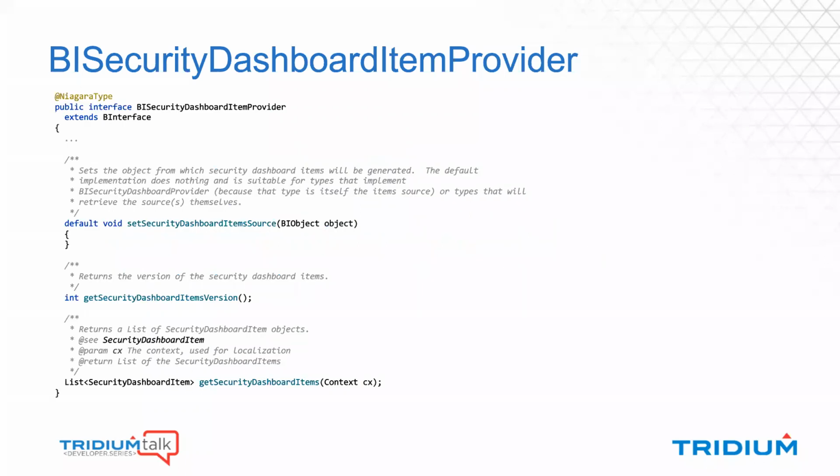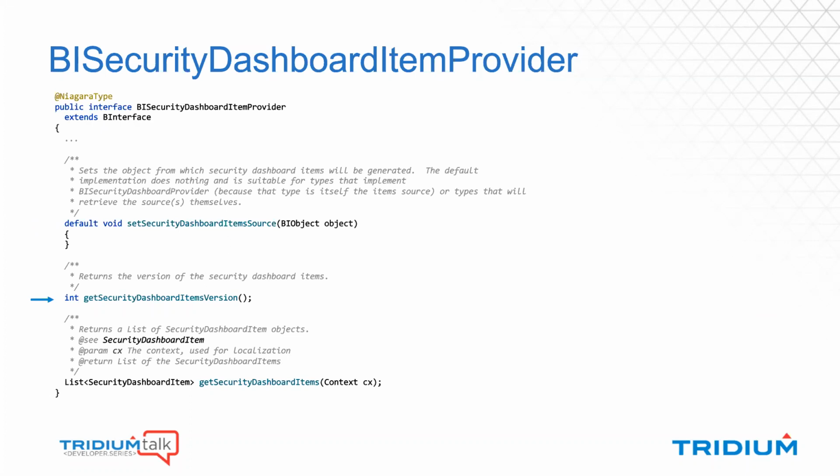Here's part of the source code for Security Dashboard Item Provider. We can see that there are 3 methods to implement. First, we've got the set security dashboard item source. And this is a callback that'll let you store the BObject that you'll be generating security items from.